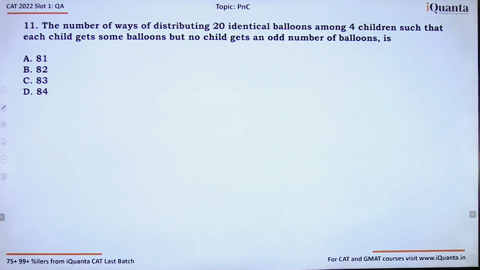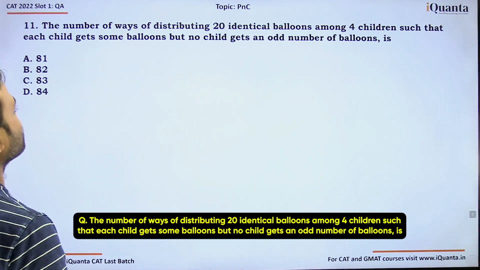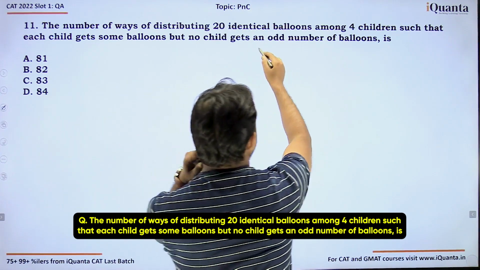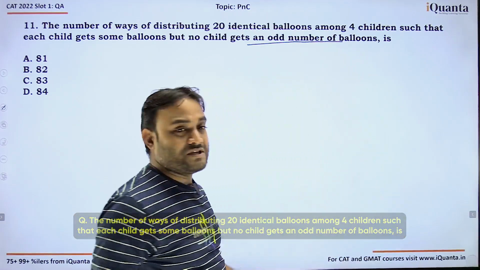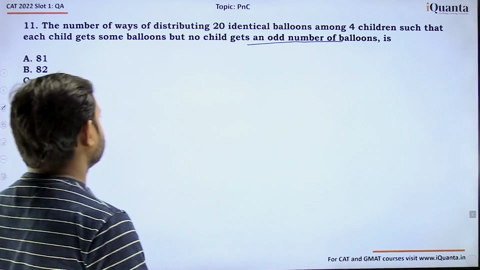Question number 11 is from PNC. Okay, so let's discuss it. It says the number of ways of distributing 20 identical balloons among 4 children such that each child gets some balloons but no child gets an odd number of balloons. That means each child is getting an even number of balloons.